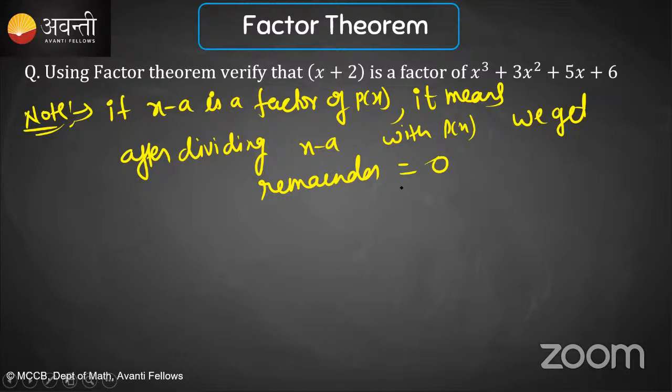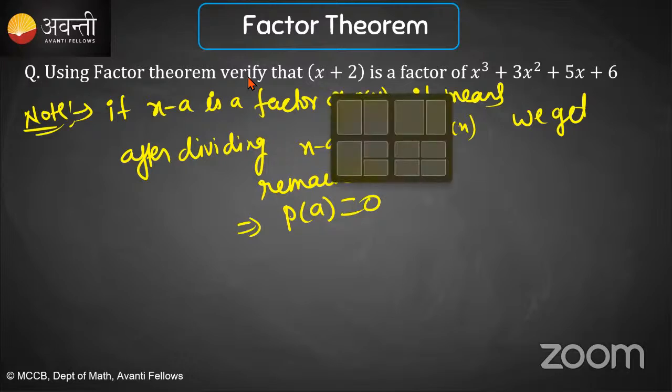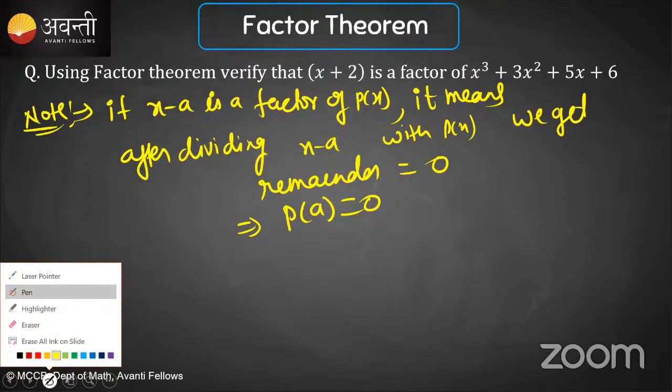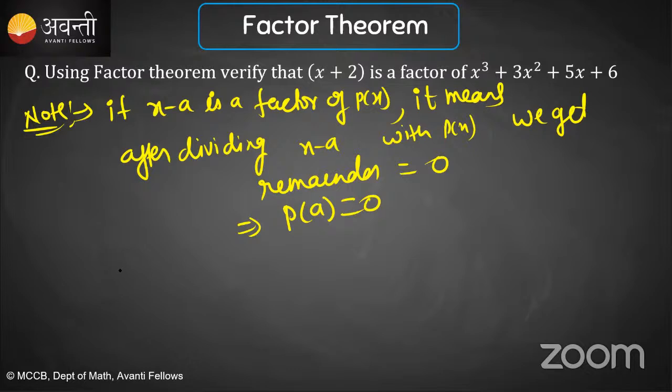Now using the factor theorem, verify x plus 2 is a factor of x cube plus 3x square plus 5x plus 6. For remainder 0, we know that we can find p of a. If p of a is 0, then you will say that it is a factor, otherwise it is not a factor. Right? So now tell me how I should verify whether x plus 2 is a factor or not. Yes, very good everyone.